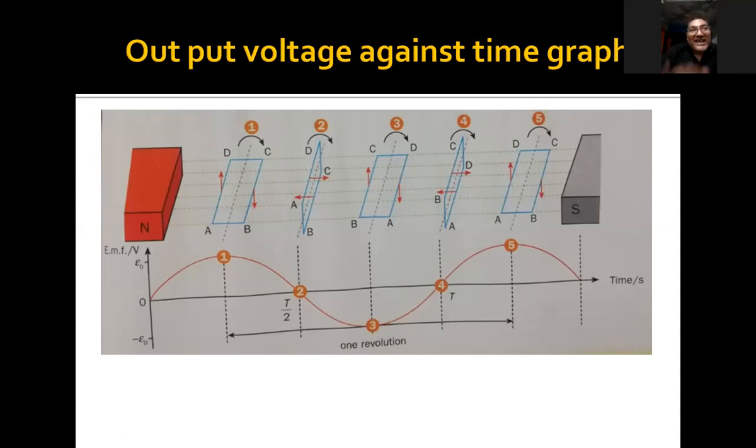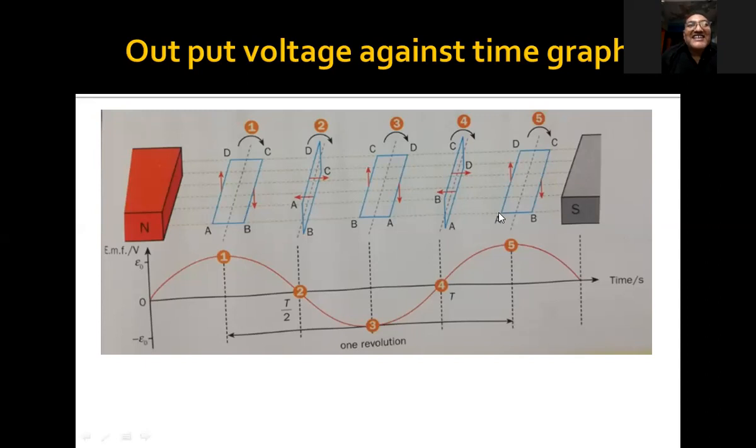Now again, the coil is continuously rotating clockwise. This AD side is back on the left side, and the BC side is again back on the right side. The AD in this position is now moving in the upward direction. The BC is moving in the downward direction, because in this position, when the coil is horizontal again, the AD is going upward. It is moving vertically upward.